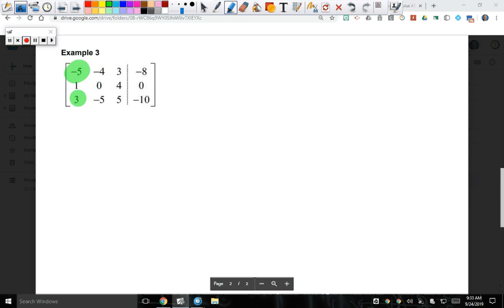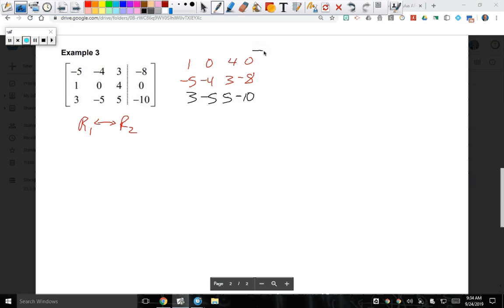What was the last thing that we said in your notes? Check out your notes. What was the last thing that I told you to write that I even starred and said most people overlook it? Swapping. So check this out. I'm going to swap row 2 with row 1. So row 1 is going to swap with row 2. You with me? So if I swap it, immediately 1, 0, 4, 0, negative 5, negative 4, 3, and negative 8. And everything else stayed the same.